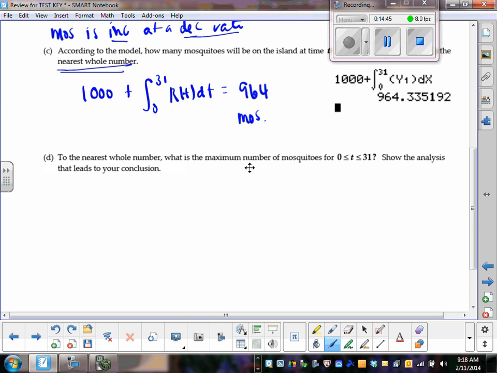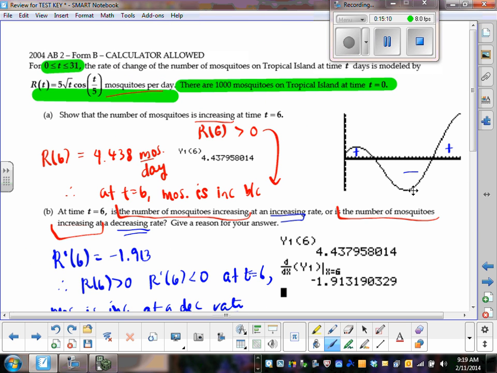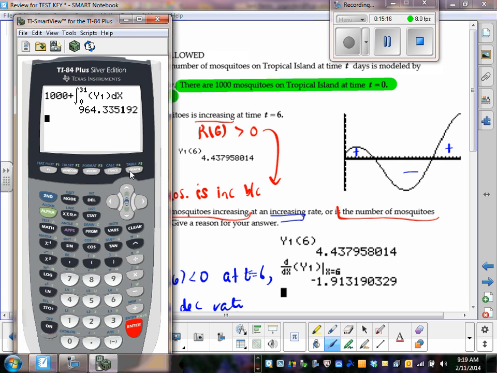Okay, the next part asks what is the maximum number of mosquitoes from time 0 to 31. That's asking for the absolute max, which means we need the number of mosquitoes at time 0, at time 31, and we have to get our critical numbers. The initial number of mosquitoes is 1,000, and we already know the ending number of mosquitoes is 964. Now if we look at the graph that I dragged over initially, or you can look back at your calculator, you'll notice that we have a rate here. We have 2 critical numbers. So we're going to find those critical numbers.